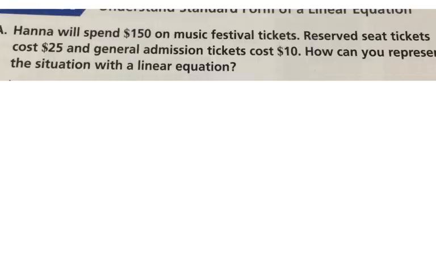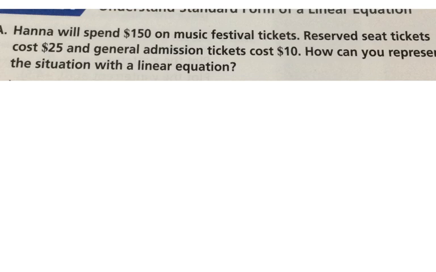So here we're going to give a situation, a word problem, and then we want to write an equation of a line in this situation. Hannah's going to spend $150 on her music festival tickets. Reserved seats cost $25. General admission tickets cost $10. How could we represent the situation with a linear equation? If I'm going to write a linear equation here, look back at this and figure out what are the things that you don't know. So how many unknowns are there?